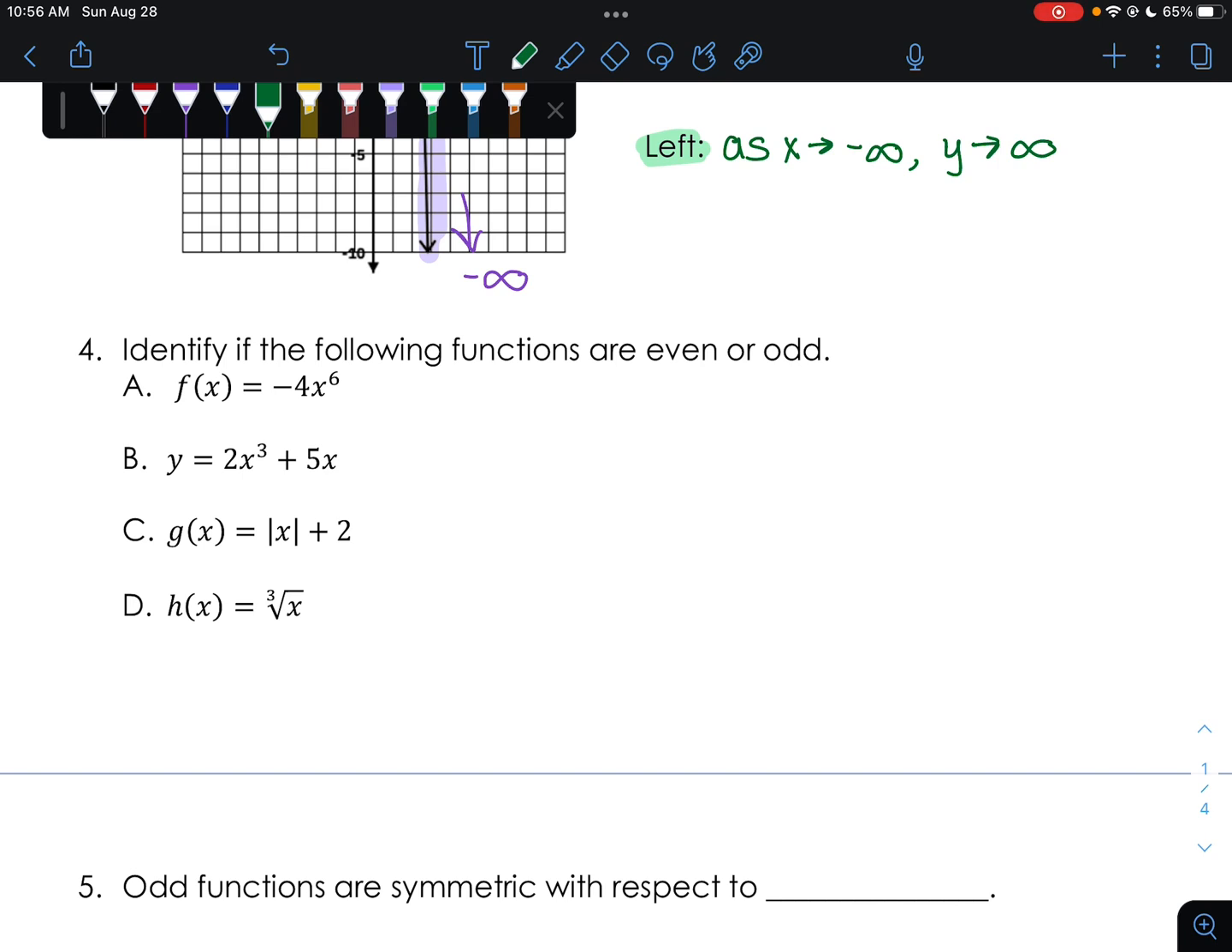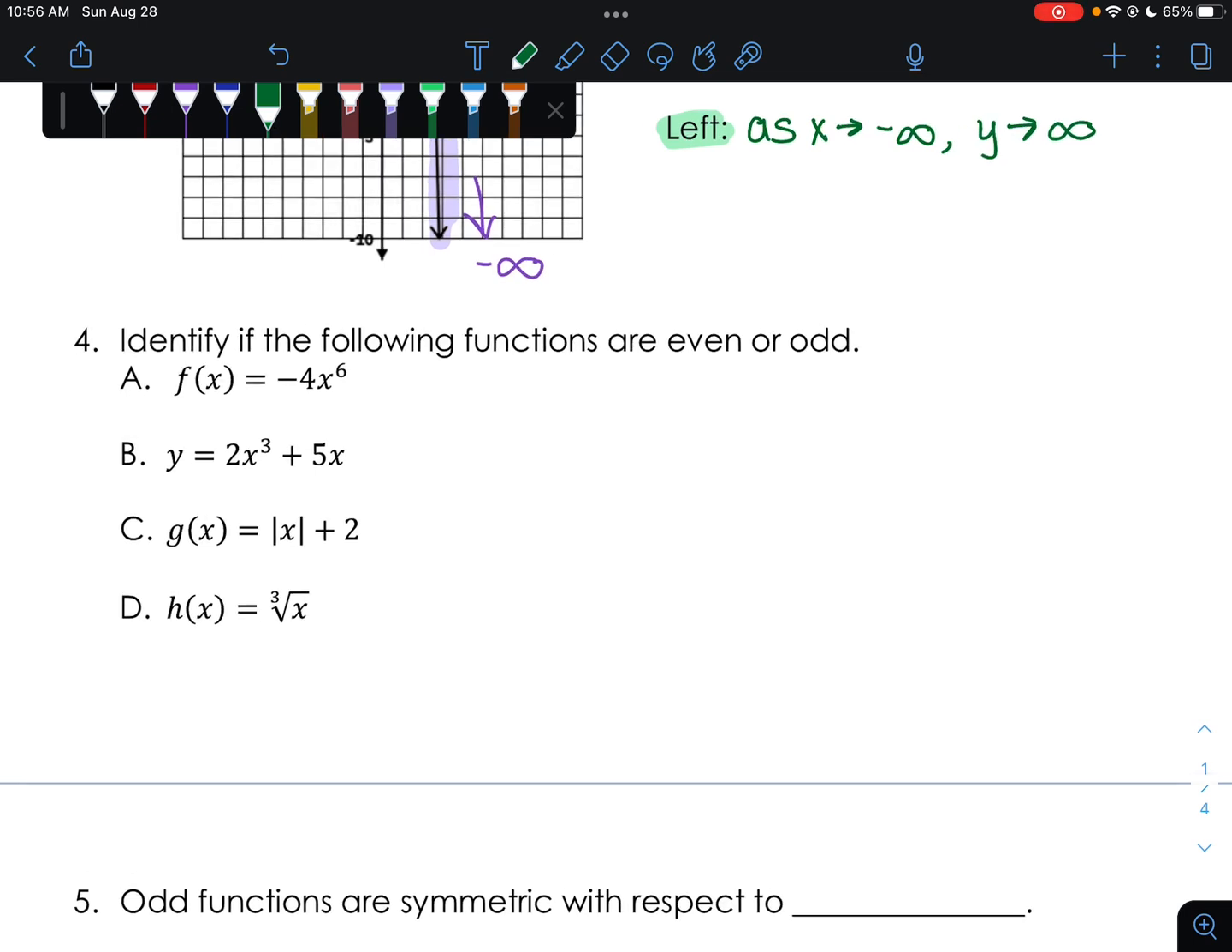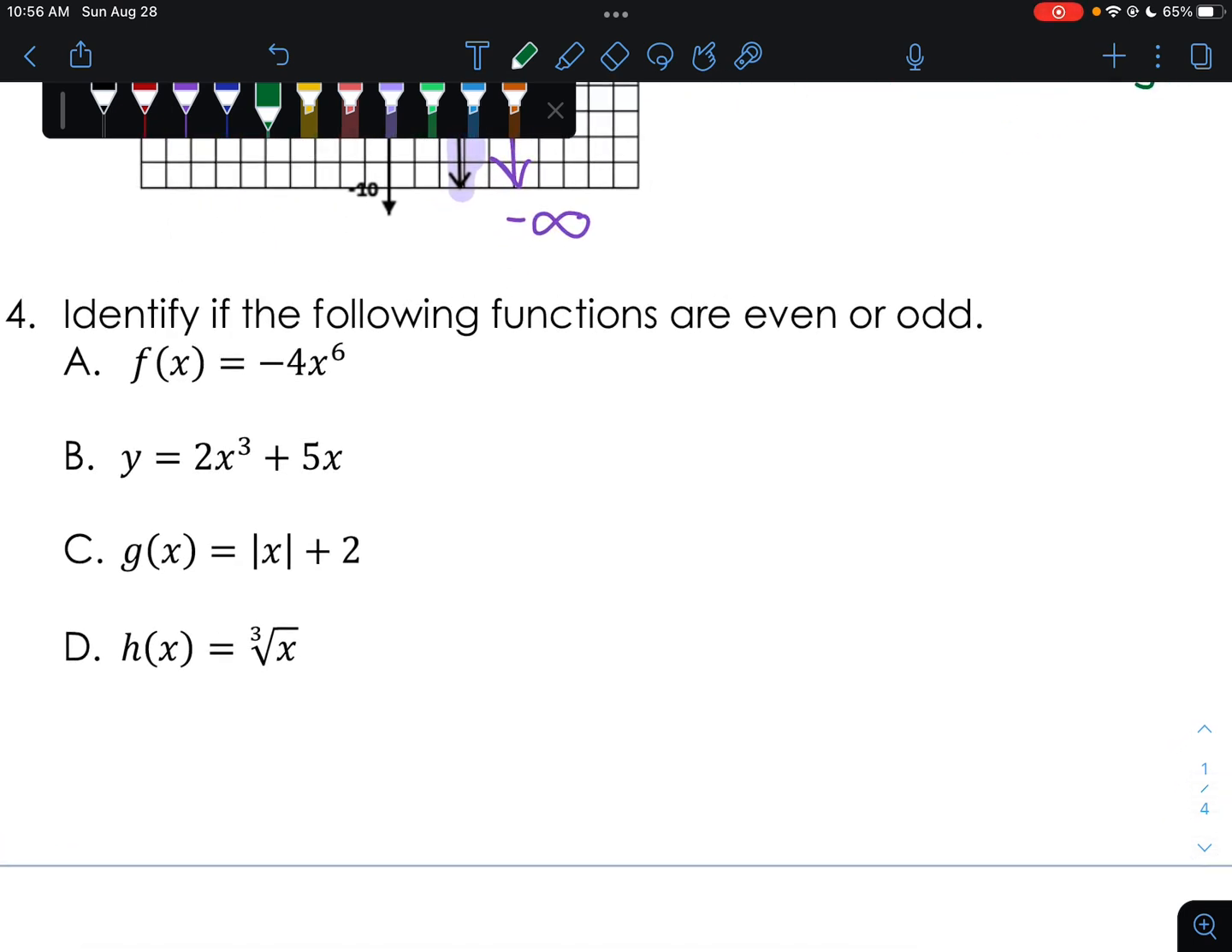Identify if the following functions are even or odd. So remember when we're given equations, option 1, you can plug in negative x. If everything stays the same as your original function, it's even. If all of your signs change, it's odd. Okay, and then once I go through these, I will show you what you can do to quickly identify, but it doesn't work for all functions.